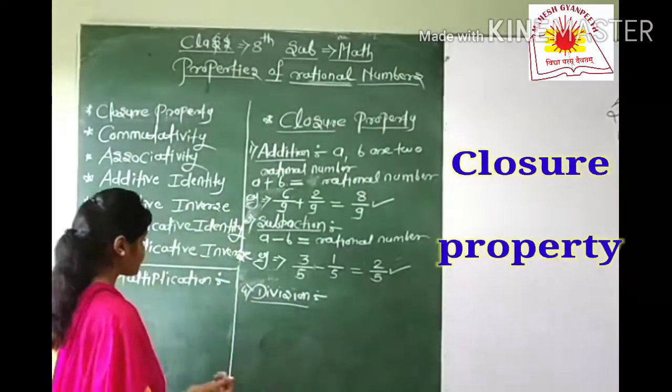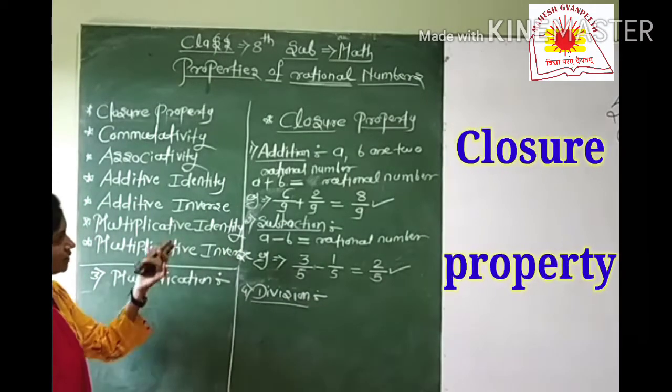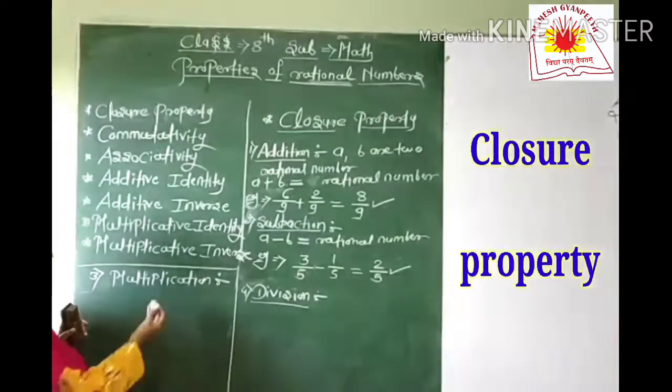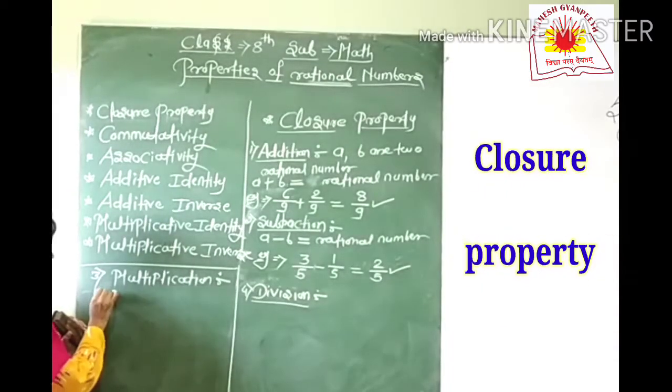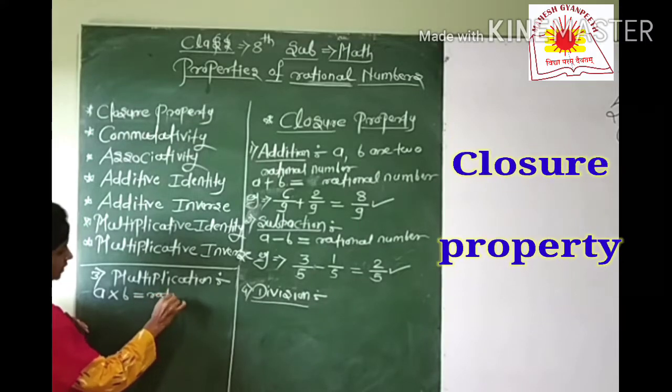Okay. Then comes the point of multiplication. Again we take the same rational numbers. A and B are two rational numbers. Then A multiplied by B is equal to a rational number.